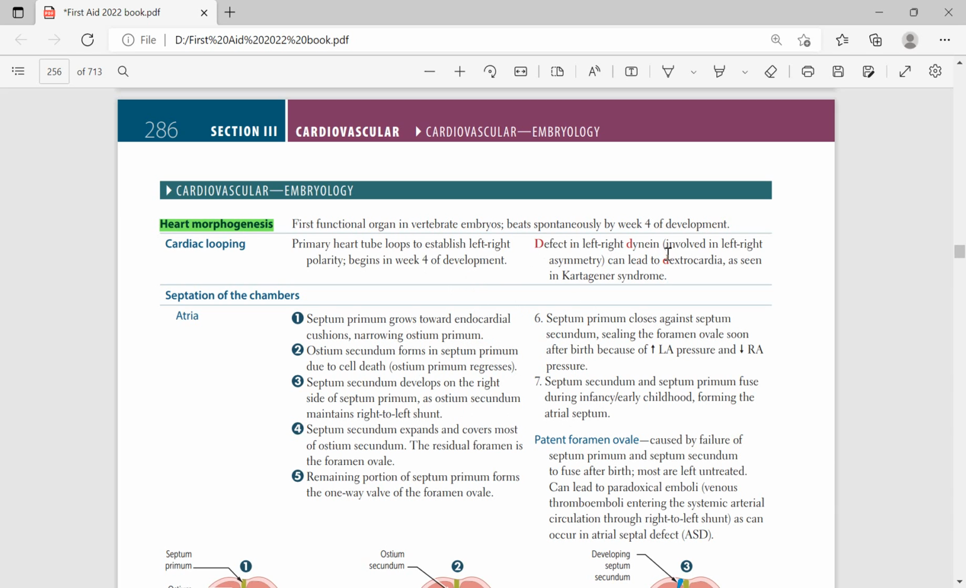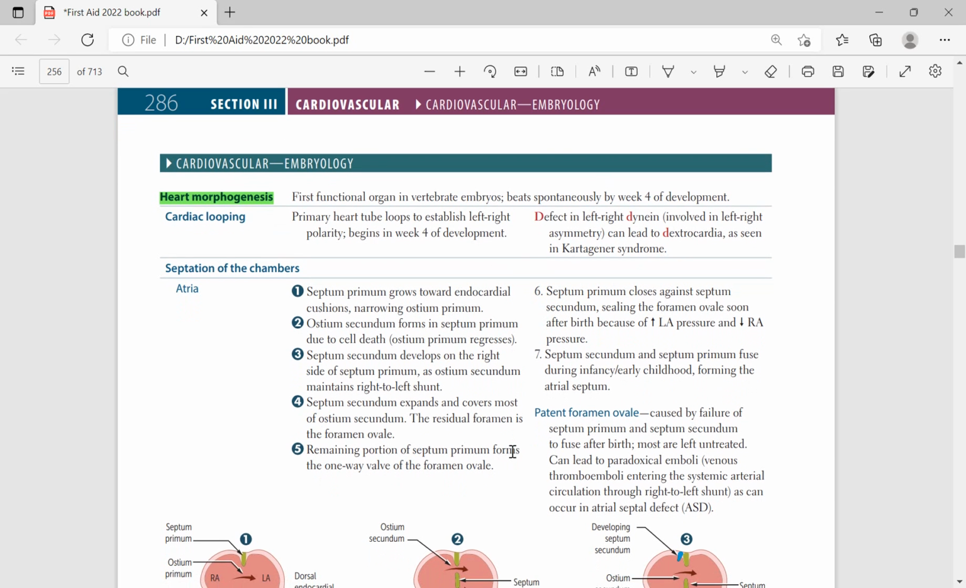A defect in left-right dynein can lead to dextrocardia, as seen in Kartagener syndrome. In that case, the left ventricle will be on the right side of your chest. It's called dextrocardia because of a defect in dynein.